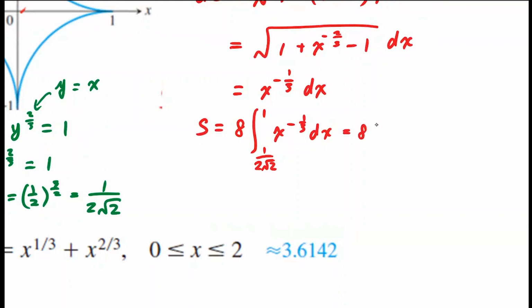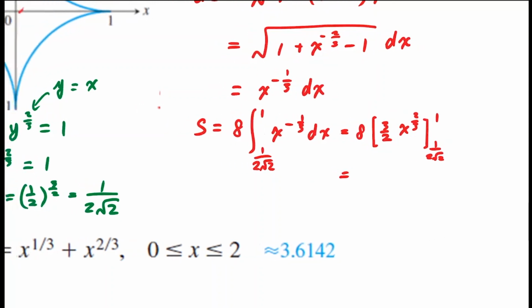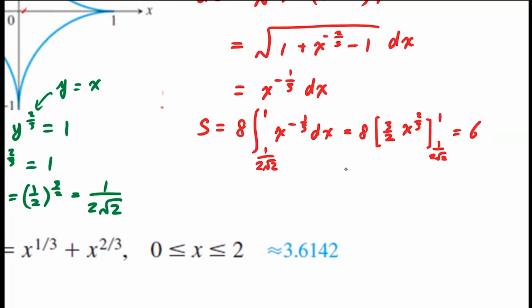Continuing, so this will be 3/2 times x to the 2/3, and from 1/2 root 2 to 1. And if you evaluate that, which is the challenging part in Calculus BC, I'll just put it on the side. Amazingly, you get 6. How about that? Question?